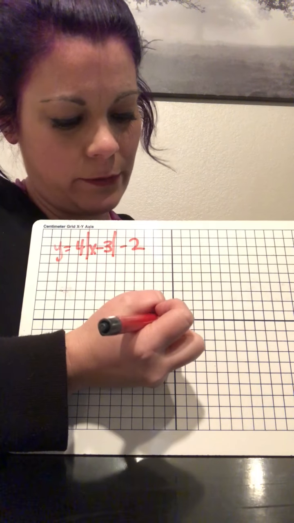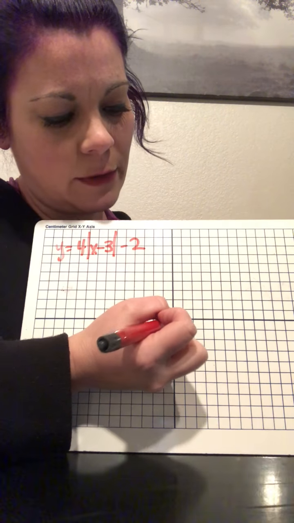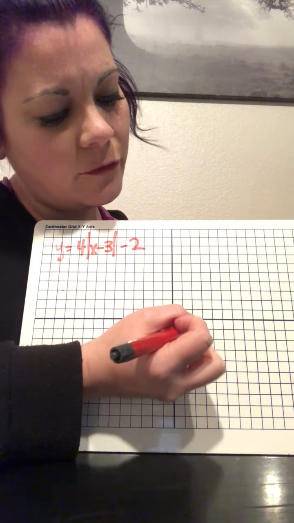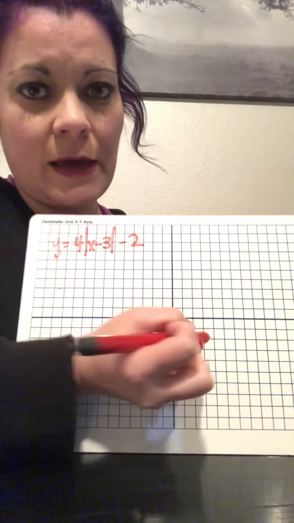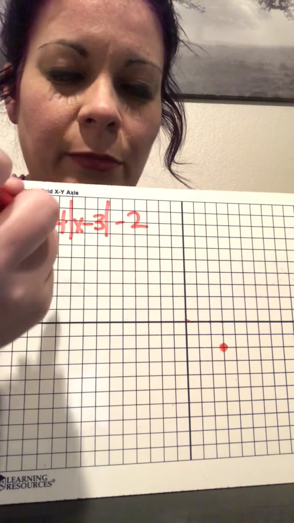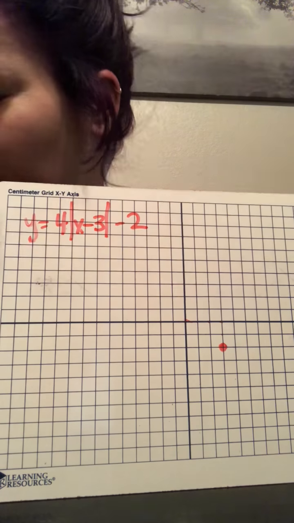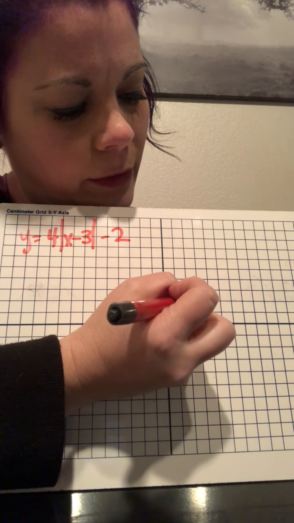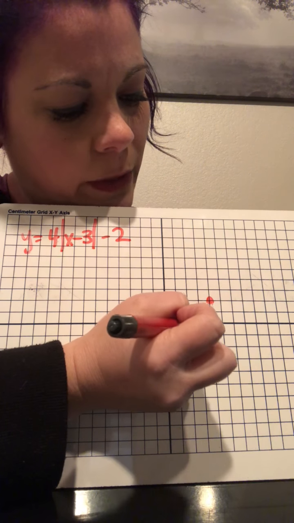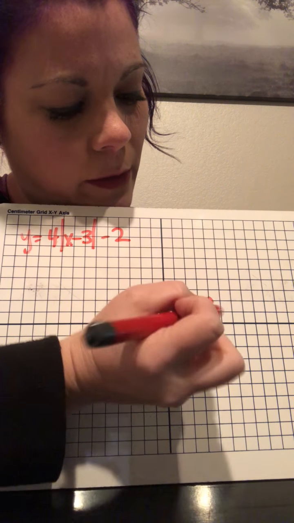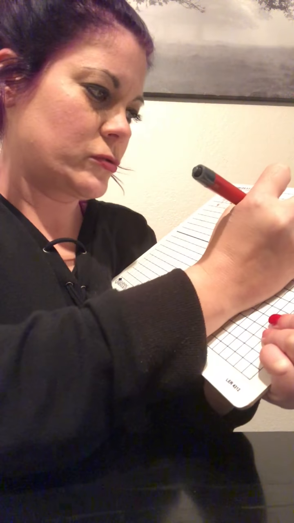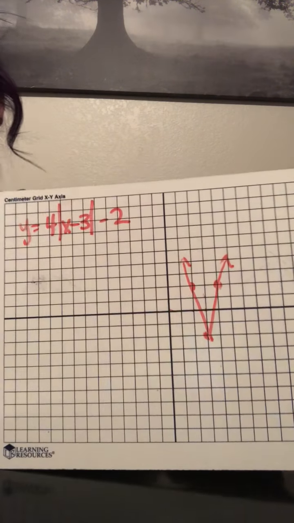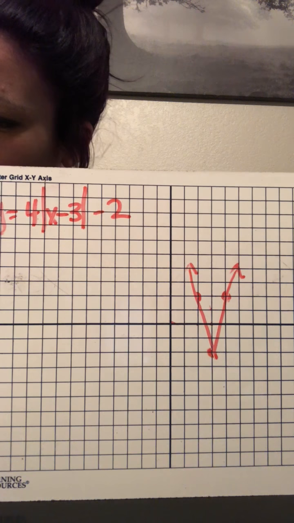So we start with (0, 0). We shift to the right 3: 1, 2, 3. We move down 2: 1, 2, and that is our vertex. And then we apply the slope. The slope is 4 times greater, so it would be 4 and negative 4. So 1, 2, 3, 4 over 1, and 4 over 1 on the other side, and then we can draw that. Okay, so there you go, you have that.